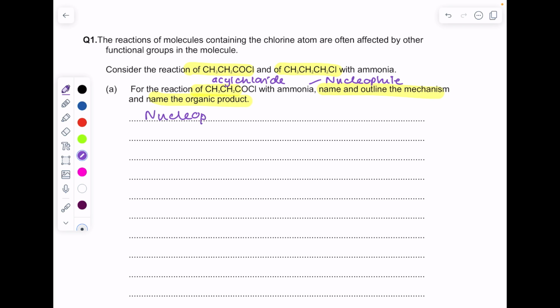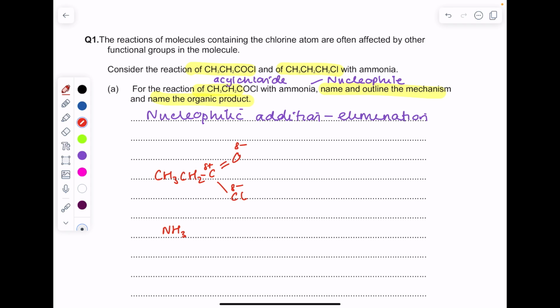Remember, it's nucleophilic addition-elimination. Okay, so here's our acyl chloride drawn out. Let's label our slightly positive carbon, slightly negative oxygen and chlorine. We'll add ammonia now with its lone pair. It's acting as our nucleophile, which will attack the slightly positive carbon, causing the breakage of that double bond there. To draw the intermediate step, we're going to have a lone pair on that oxygen. Chlorine will become our leaving group. We're going to have a positive charge on that nitrogen plus 3 hydrogens.